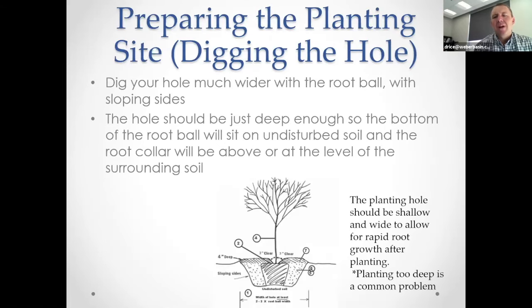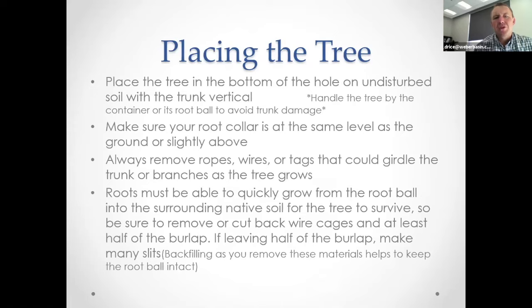Now, placing the tree. You want to place the tree at the bottom of the hole, ideally on undisturbed soil, trunk upright, making sure your root collar is at the same level as the ground. Now the root collar is where the trunk comes down and it'll flare at the bottom a little bit.